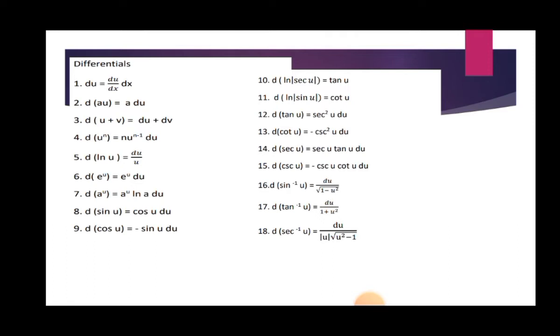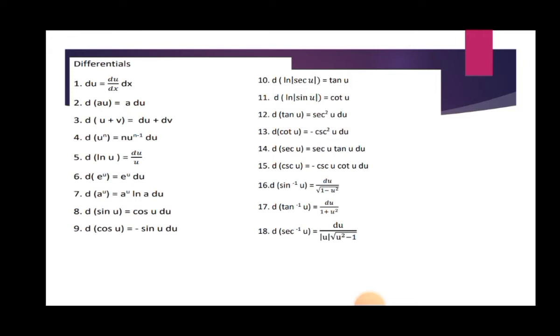Next is d sin u is equal to cos u du. Next we have d cos u is equal to negative sin u du. Next is d of ln sec u is equal to tan u. Next d of ln sin u is equal to cot u. d tan u is equal to sec squared u du, and d cot u is equal to negative csc squared u du. Next we have d sec u as sec u tan u du, and so on.